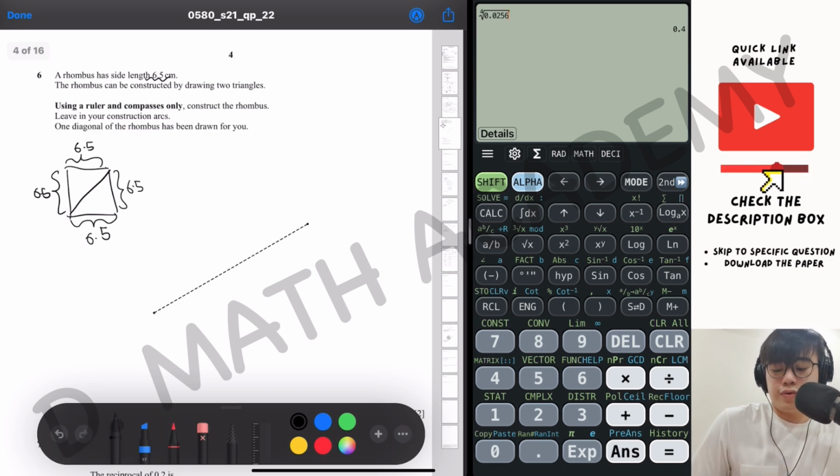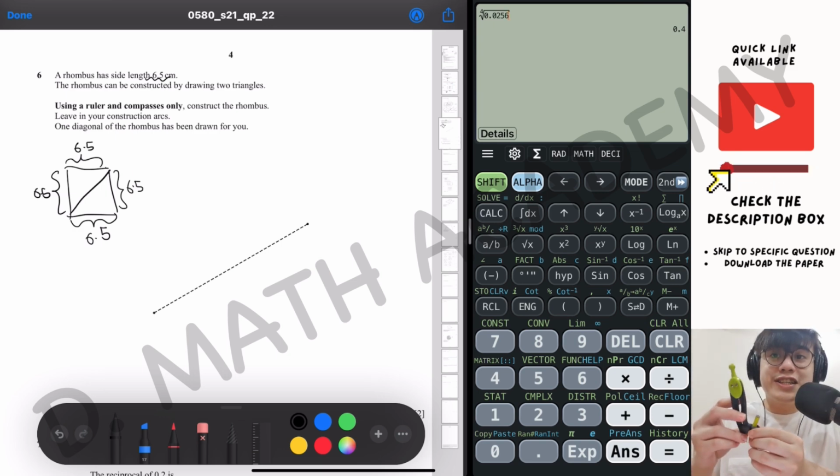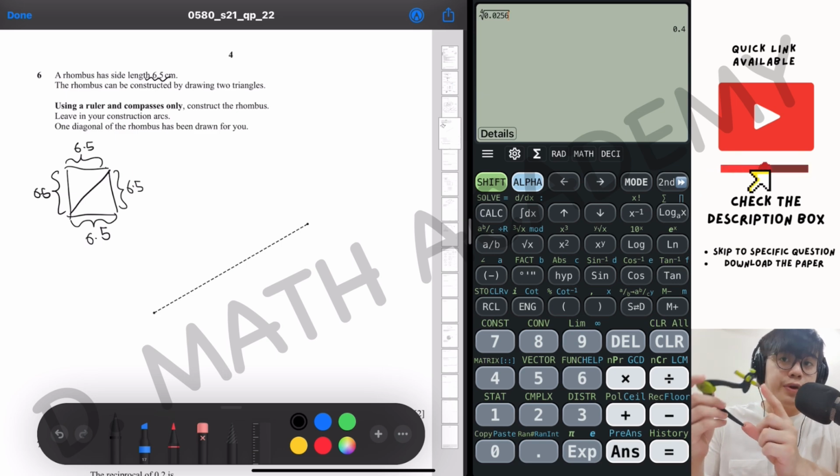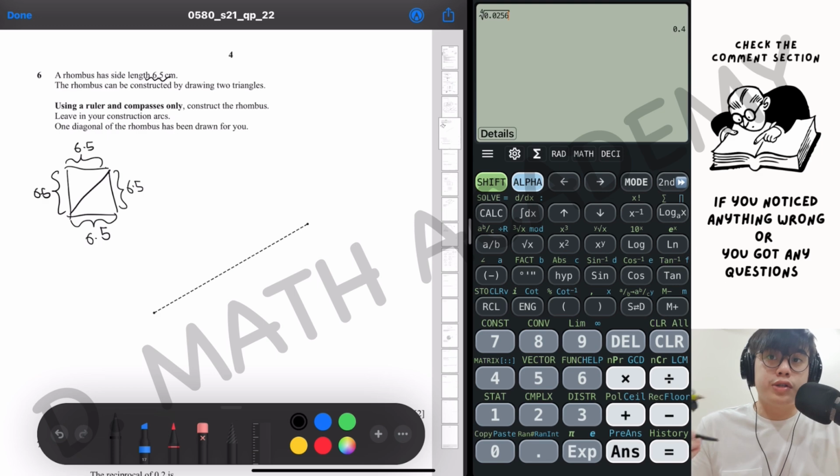So if you were to draw it out, you have your compass here. Make sure you adjust the distance of this to 6.5 centimeters. Then only you draw it on the graph paper here. I couldn't draw it for you because I'm using a digital tablet.